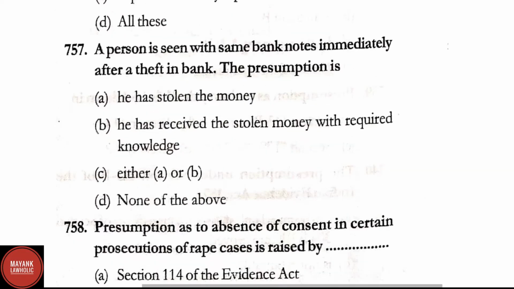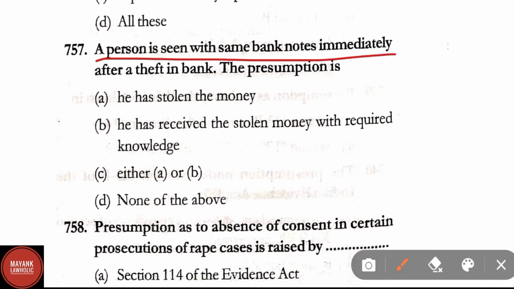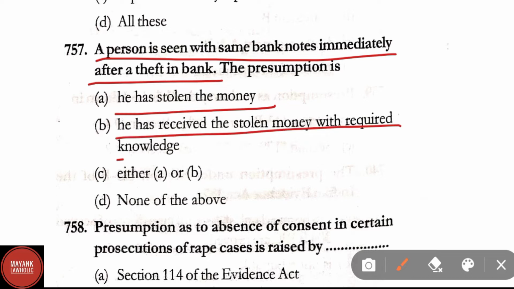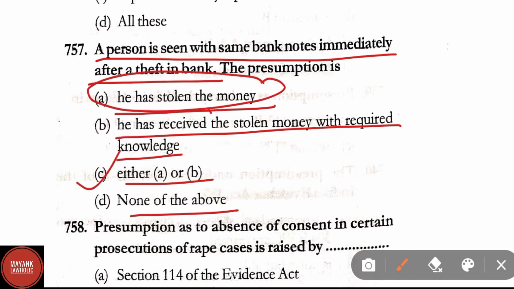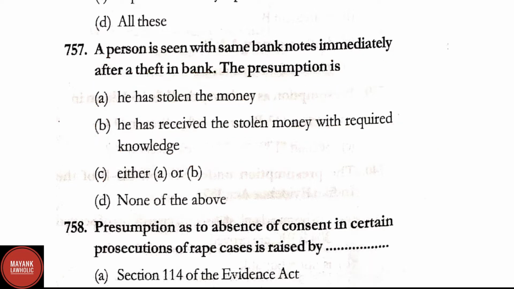Question number 757. A person is seen with the same banknotes immediately after a theft in the bank. The presumption is: A, he has stolen the money; B, he has received the stolen money with required knowledge; C, either A or B; D, none of the above. Here the correct answer is option C. Either he has stolen the money or he has received the stolen money with required knowledge.